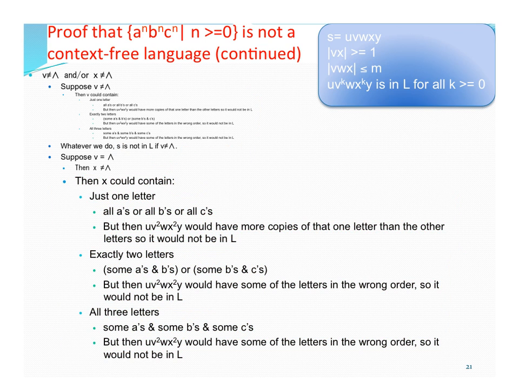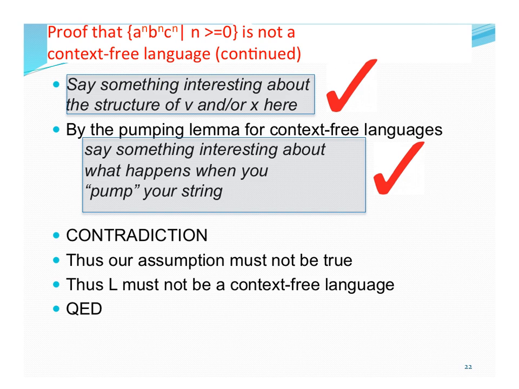So where are we, right? We've said that v could be lambda, but of course it can't, because then x wouldn't be lambda and we'd have all this stuff. It still wouldn't work. So here's where we are in our proof outline, right? We've been saying interesting things about the structure of v and x and what happens when you pump your string, right? So now we just need to wrap up.